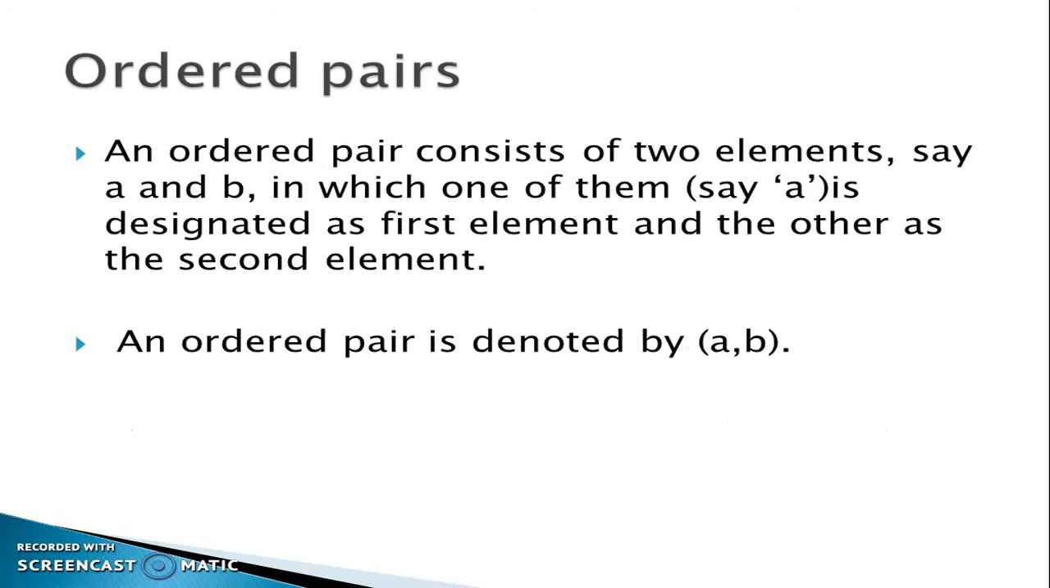Ordered pairs. An ordered pair consists of two elements, say A and B, in which one of them, say A, is designated as first element and the other as the second element. An ordered pair is denoted by (A, B), where A belongs to first set and B belongs to second set.